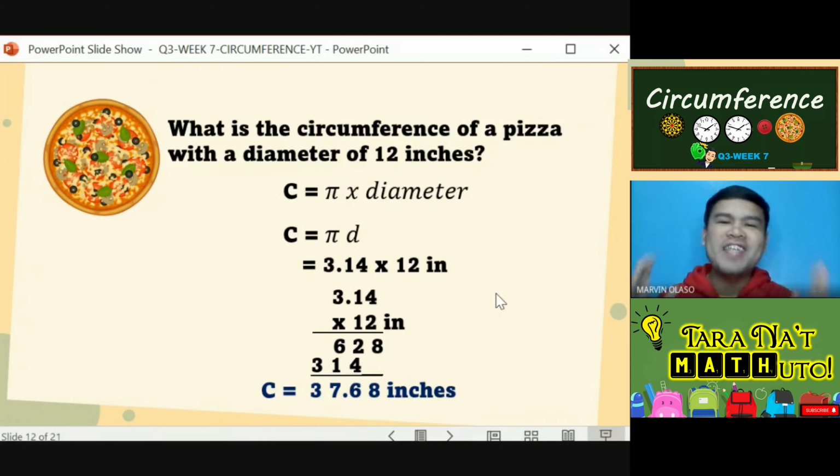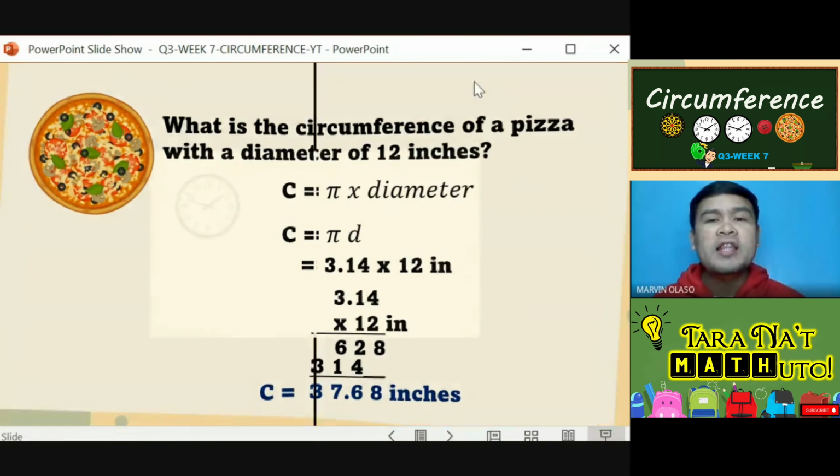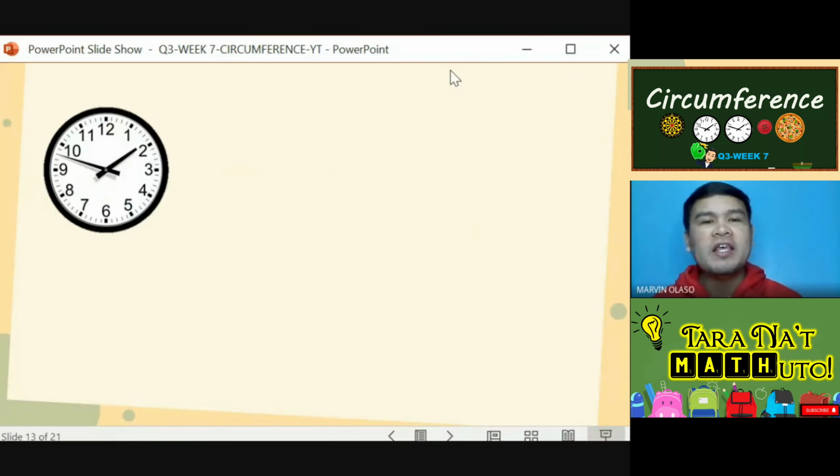Okay, did you understand how to get the circumference? Just follow again the formula, C equals pi d. But there's a problem. What if the given is the radius, not the diameter? Well, let's discuss that and remember the other formula in finding the circumference with the radius as the given number.